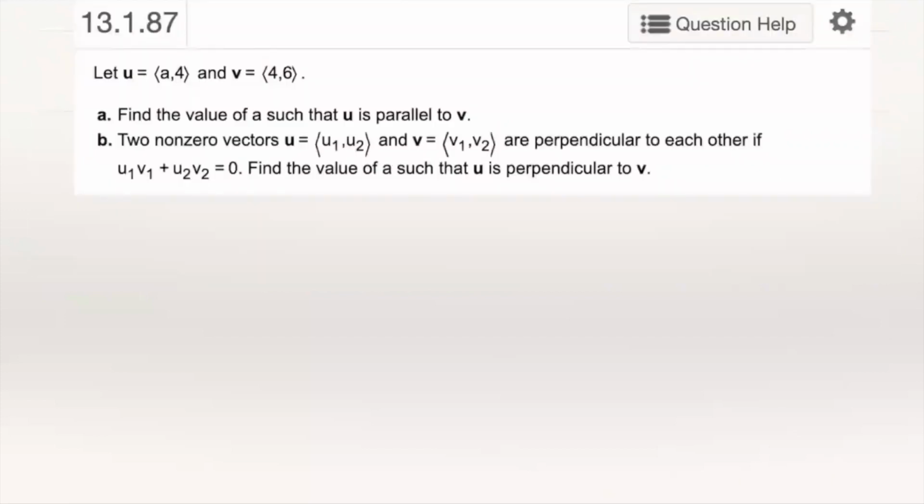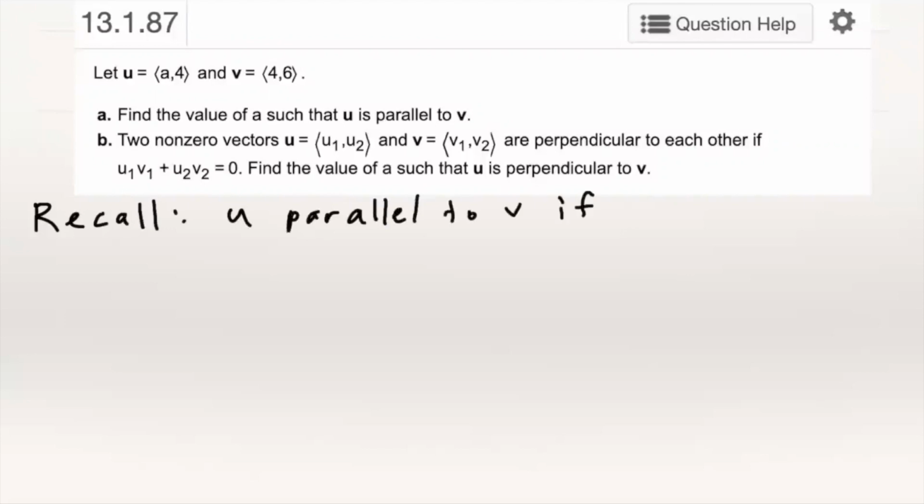So this one from 13.1: let U be (A, 4) and V be (4, 6). First, find the value of A such that U is parallel to V. So recall that two vectors are parallel if and only if one is a scalar multiple of the other. So U is parallel to V if U is equal to CV or V is equal to CU for some scalar C. And by a scalar, we mean a real number.